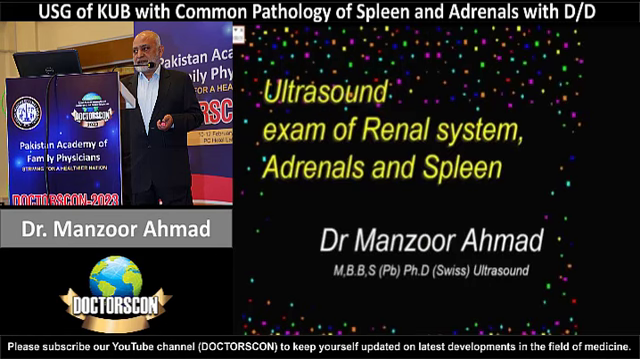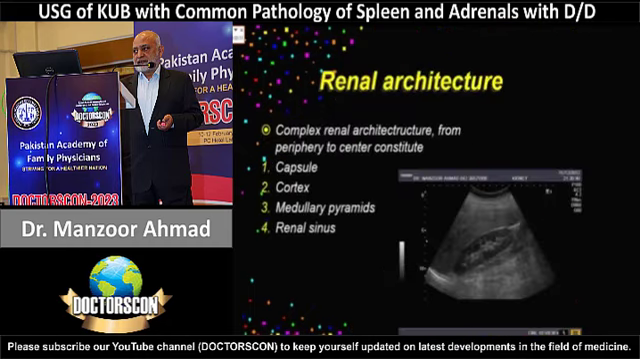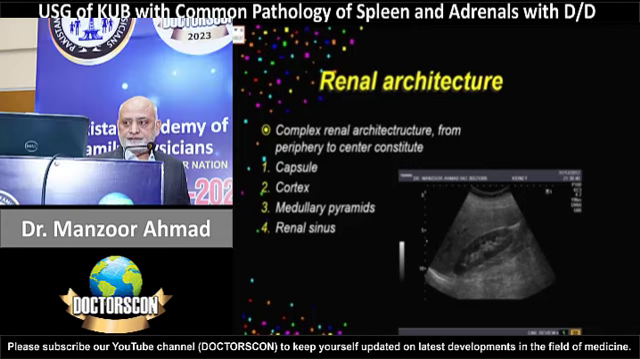I have to discuss the role of ultrasound evaluation of diseases of the renal system, adrenals and the spleen. We all know that renal architecture is complex, and as we can see, the outermost boundary is the echogenic capsule. Then next to it is the hypoechoic cortex.